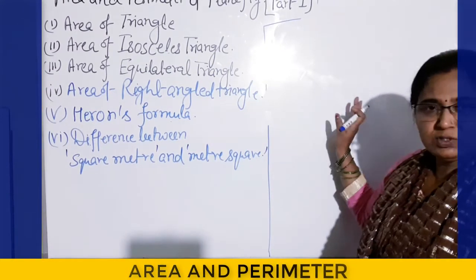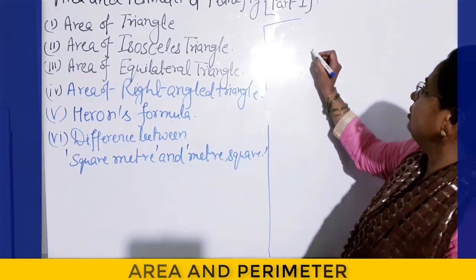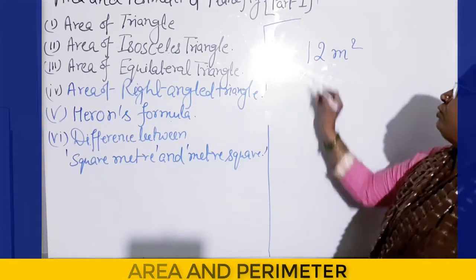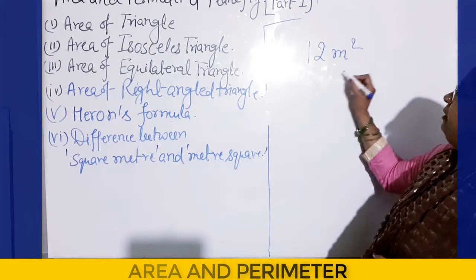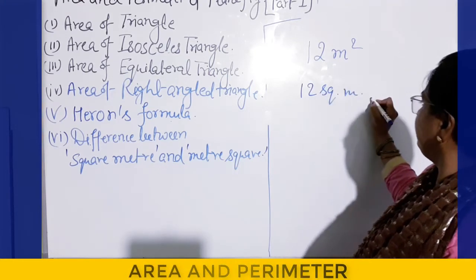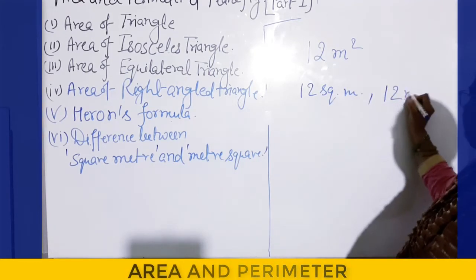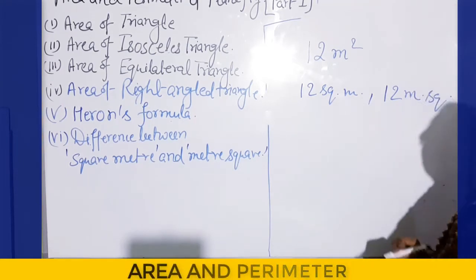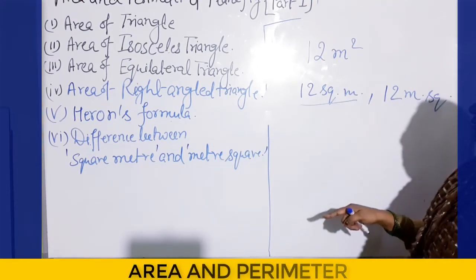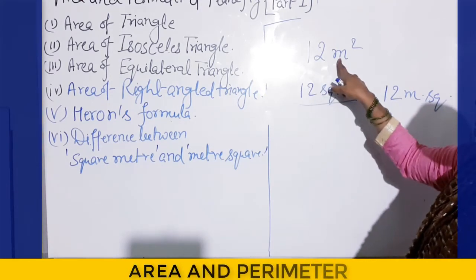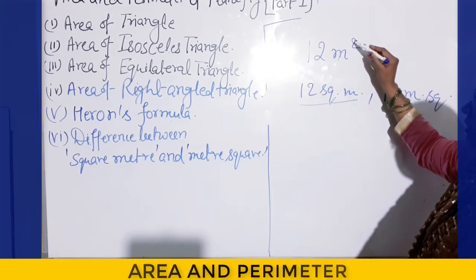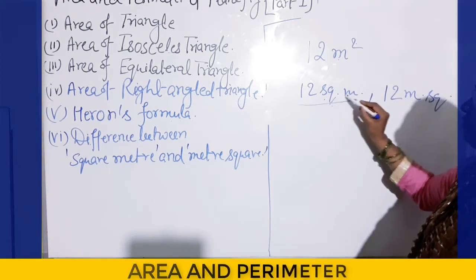Any square, my answer is coming 12 square meter. First thing, we can say 12 square meter, and second we can say 12 meter square. 12 square meter means an area. It is correct. We can tell here 12 square meter.